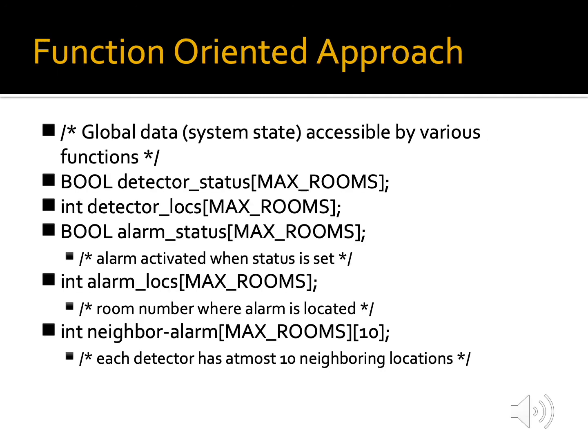Now you can see, using the function oriented approach, we have identified the global data from the raw textual requirements. You can see that there is a detector status array which contains all rooms information. Similarly, the location of the rooms, the neighbors of the alarms, and the detector locations. These are arrays because we have multiple rooms and a collection of information inside this.